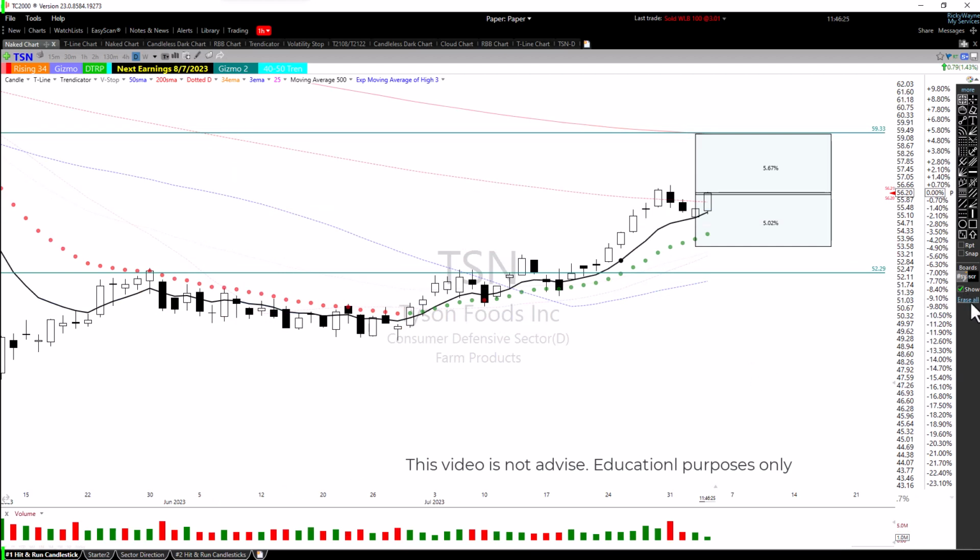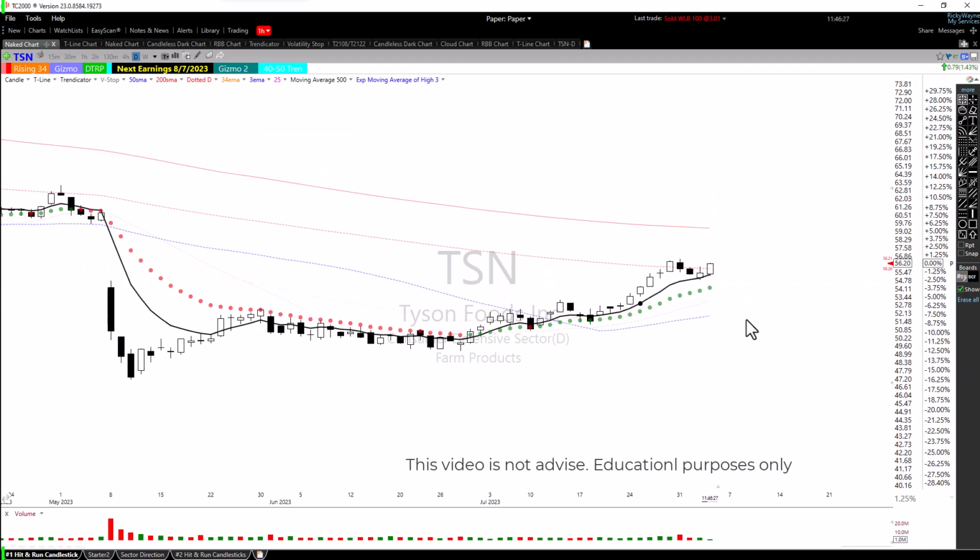But you've got to ask yourself, why are you buying this chart? Maybe because it's trending up, maybe because it rallied up and pulled back right to the T-line. So what if it broke the T-line? Maybe that's the stop.